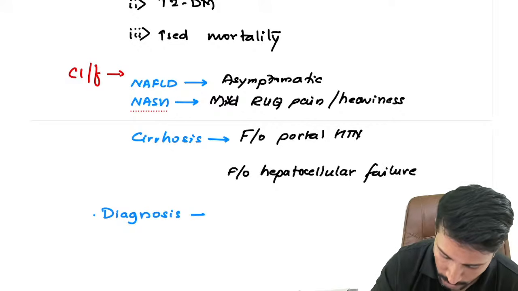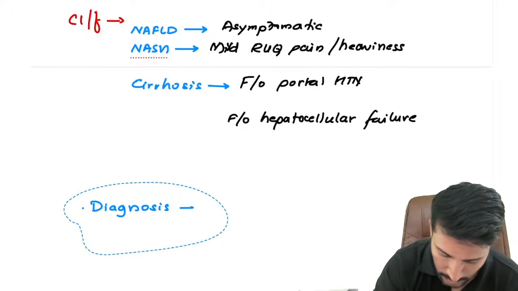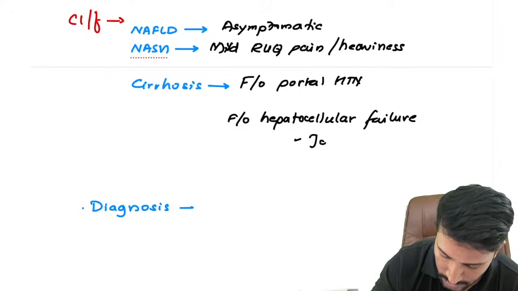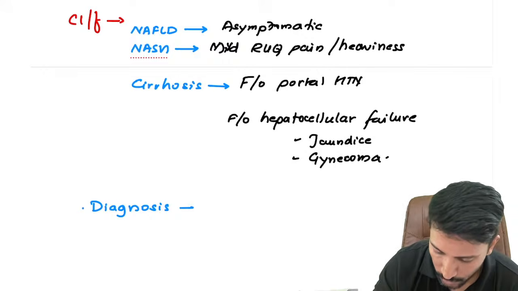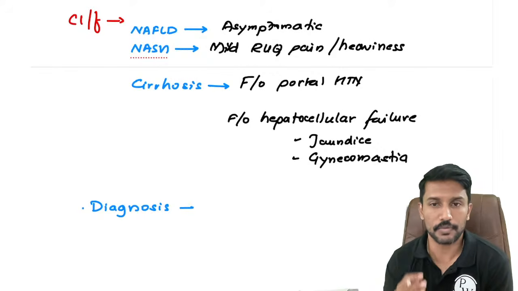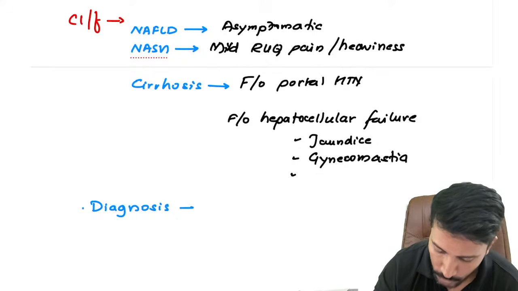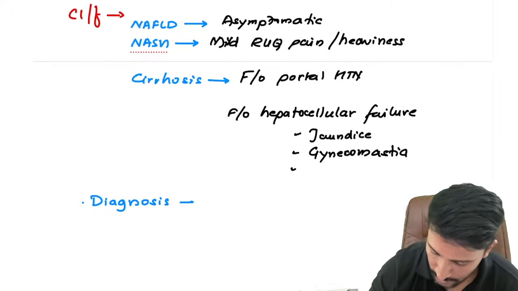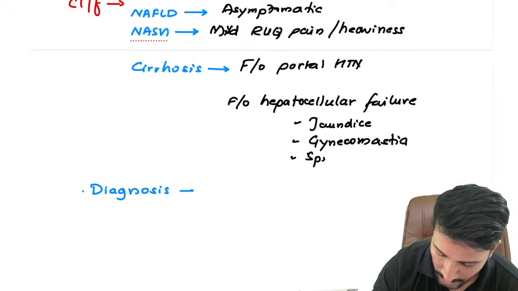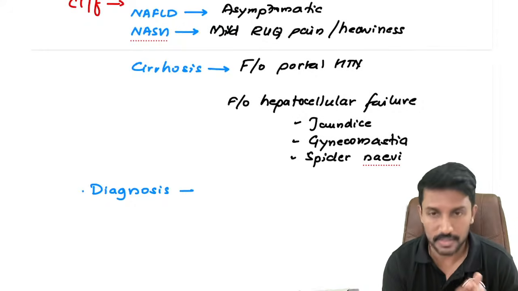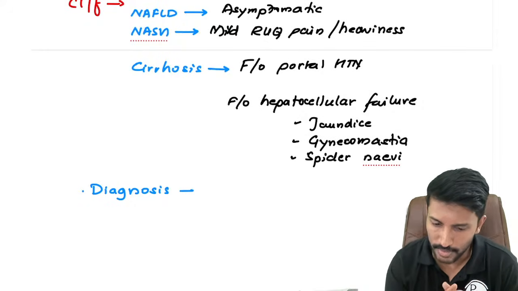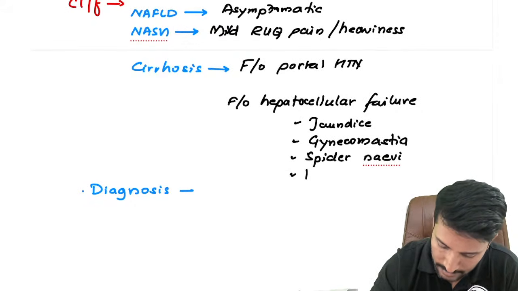So what are the features of hepatocellular failure I should write in the question? I can mention jaundice. Then I can mention that patients can have gynecomastia. Why are they having gynecomastia? Because there is increased conversion of testosterone to estrogen in the failure of liver cells. Then I can have spider nevi, which is again because of the vascularity, which is because of excess estrogen, which is happening because of conversion of testosterone to estrogen.